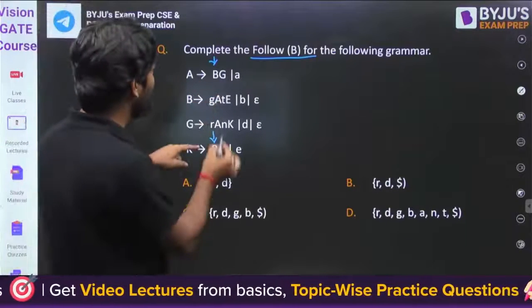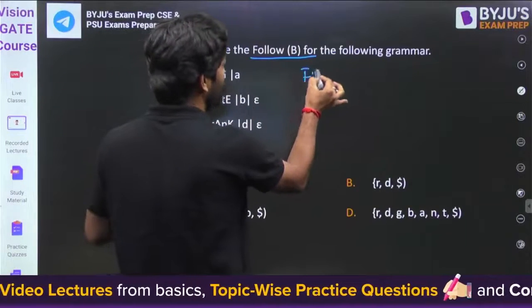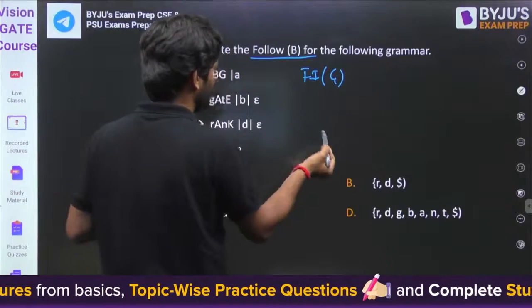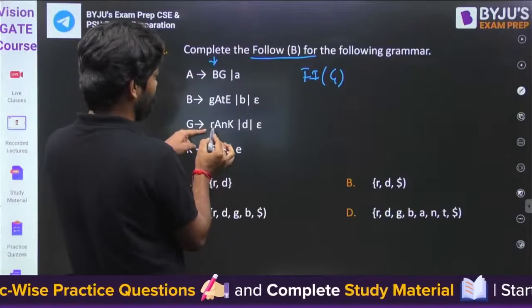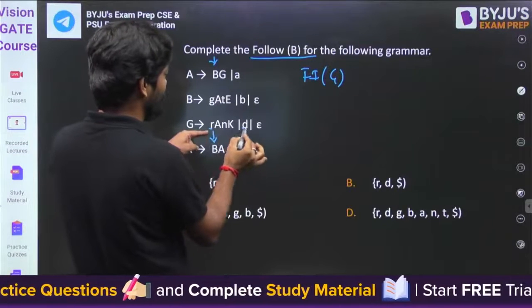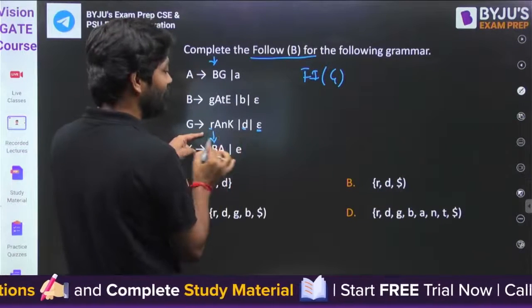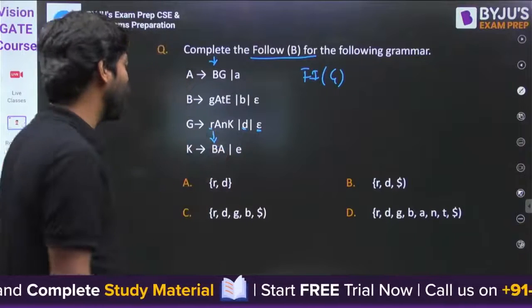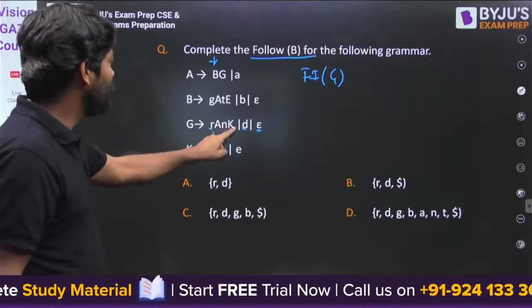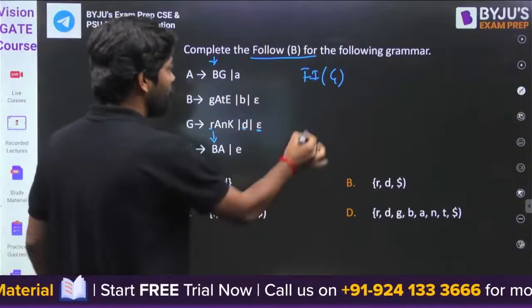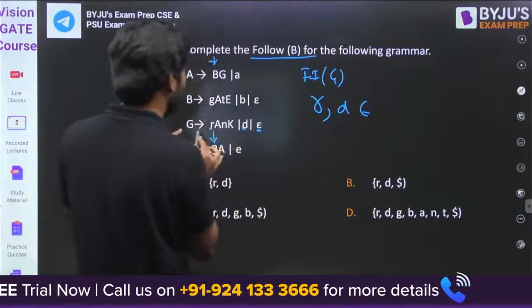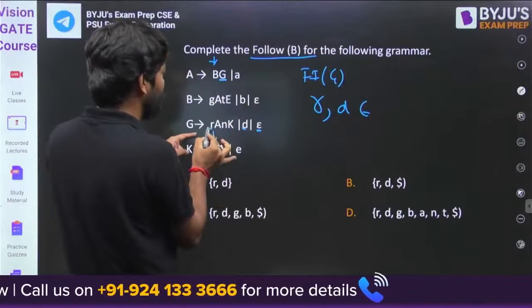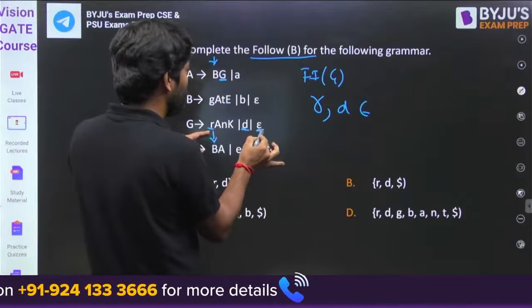What is follow of B? Follow of B means first of G and first of A also. Let me write first of G. What is first of G? See clearly, first of G is nothing but R, D, null. First of G is nothing but, my dear friend, R also, D also, null also.